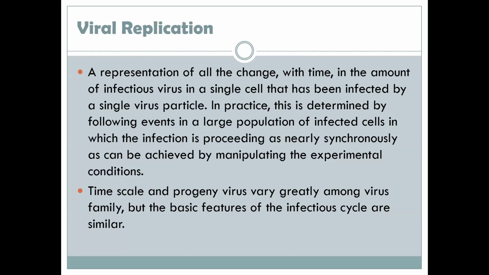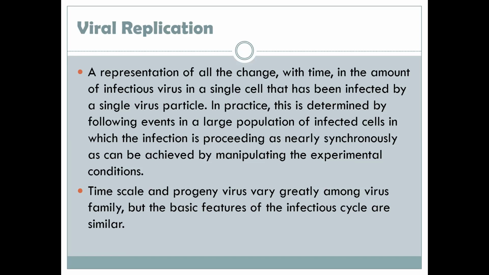Next, we have the viral replication. This is a representation of all the change with time in the amount of infectious virus in a single cell that has been infected by a single virus particle. So in practice, this is determined by following events in a large population of infected cells in which the infection is proceeding as nearly synchronously as can be achieved by manipulating the experimental conditions.